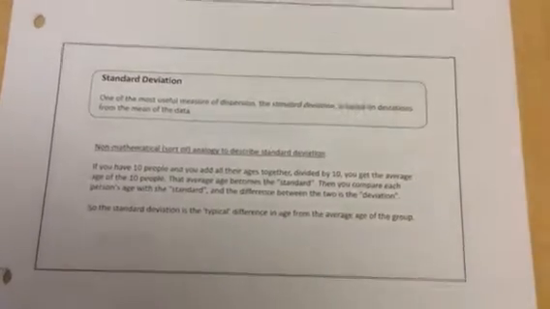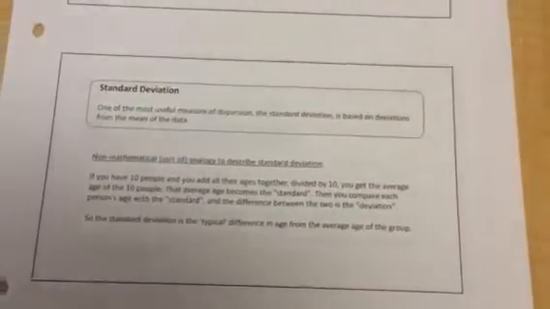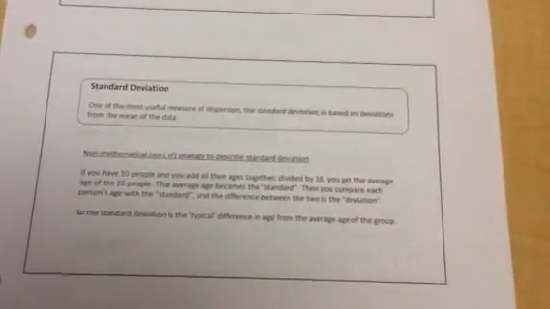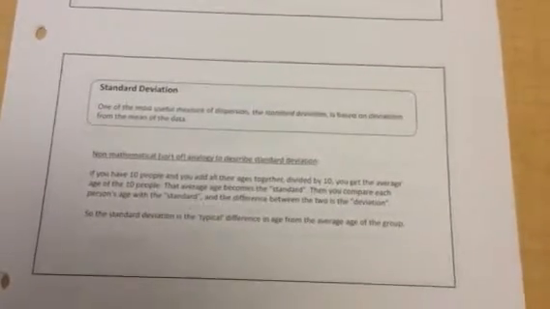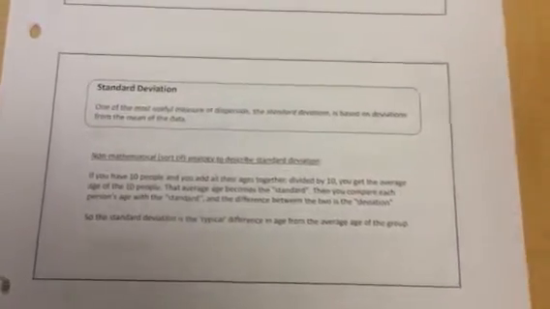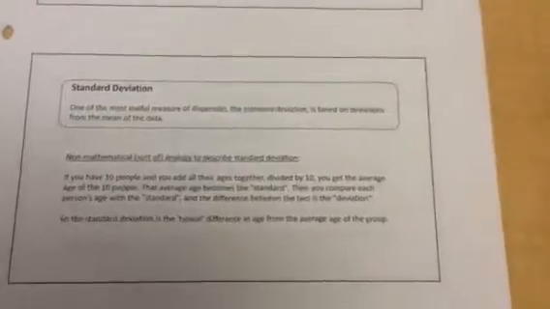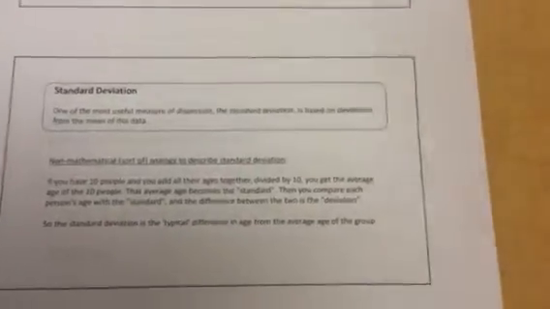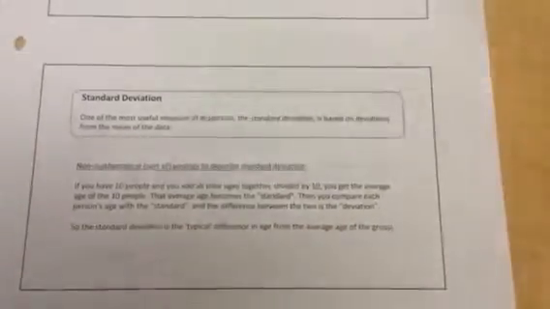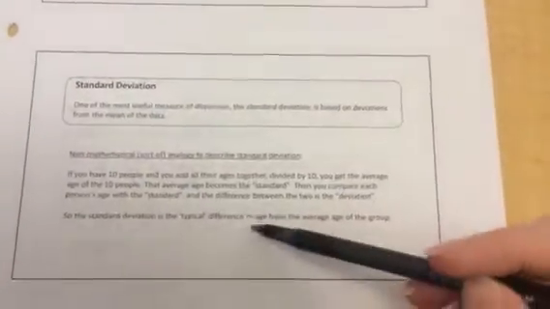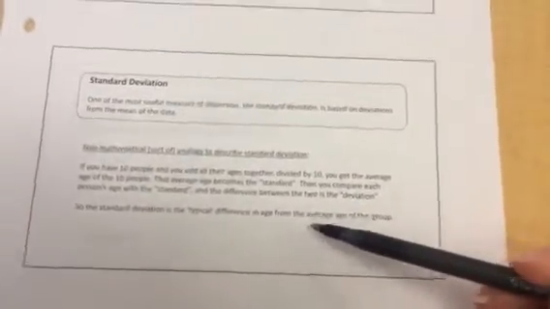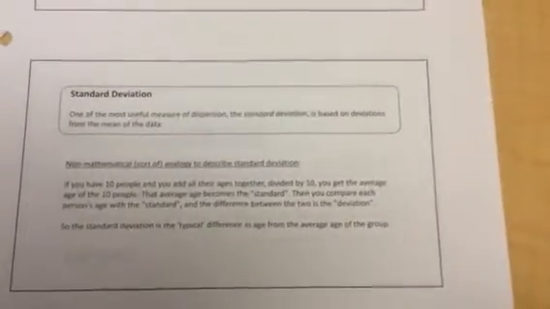Let's say you are 26. You deviated 1 year from the average. You were one away from the standard that we set. So that would be your deviation. Someone else who was 20 years old deviated 5 years away from the standard, okay? So the standard deviation of an entire set of data is the typical difference in age from the average age of the group. So the typical difference, okay?